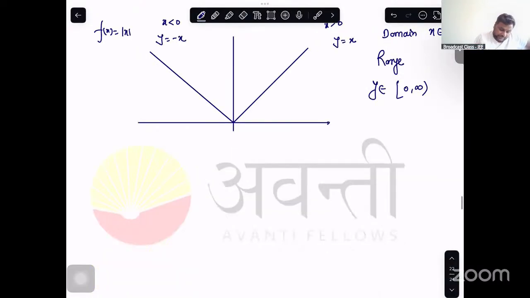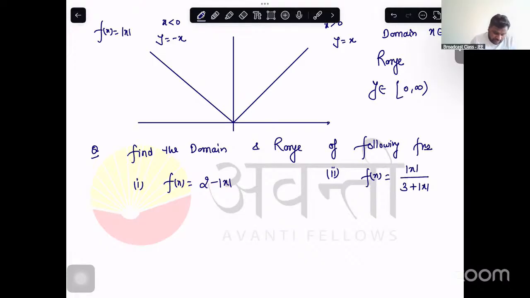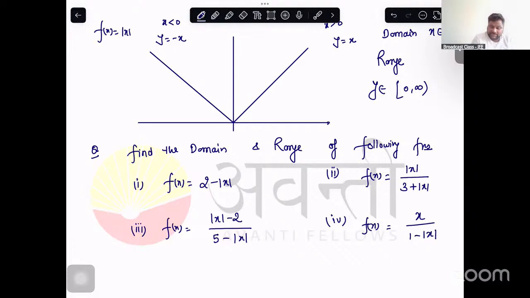Now see, there's a question. Find the domain and range of the following functions. First is f(x) equals 2 minus mod x. Second, f(x) equals mod x upon 3 plus mod x. Third, f(x) equals mod x minus 2 upon 5 minus mod x. And the fourth one, which is very special, f(x) equals x upon 1 minus mod x.